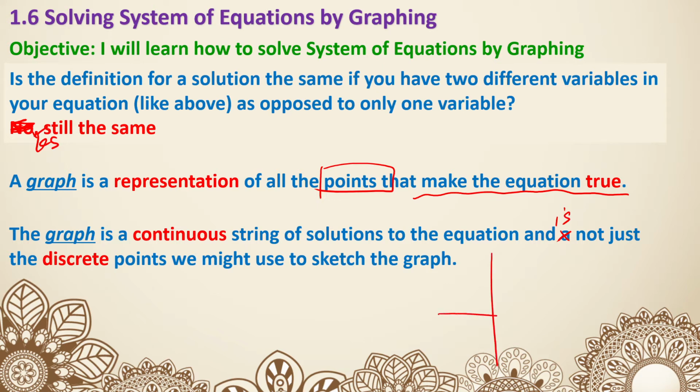Here's what it means. We typically have points so that we can generate a graph. But it's not just these two points that work. Not just these two points represent the solution. Any point on that line, it could be any of them, is going to be a solution for that line. That's why it's a continuous string, not just these points. It could be infinitely many points.